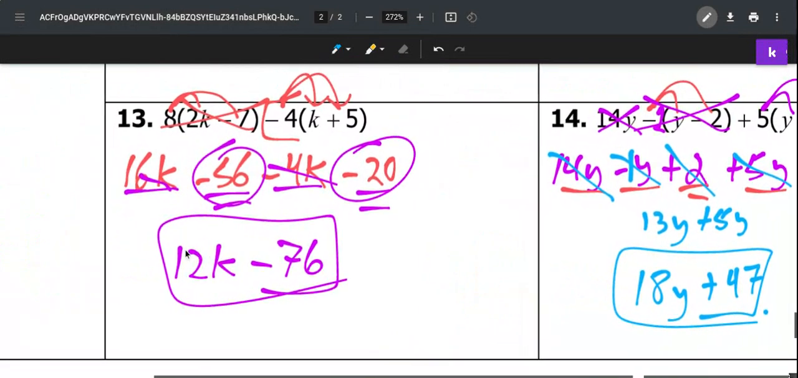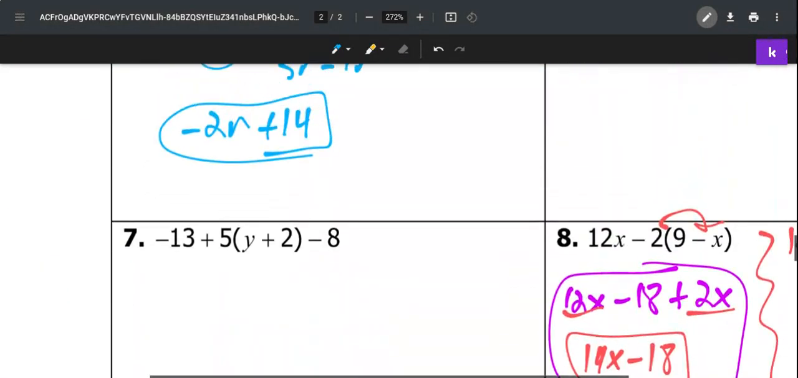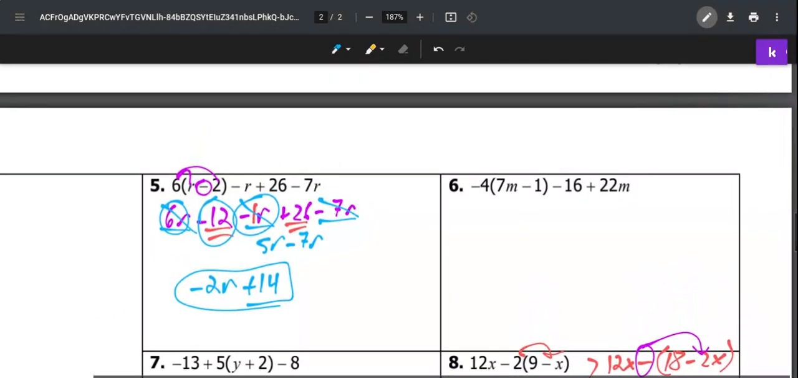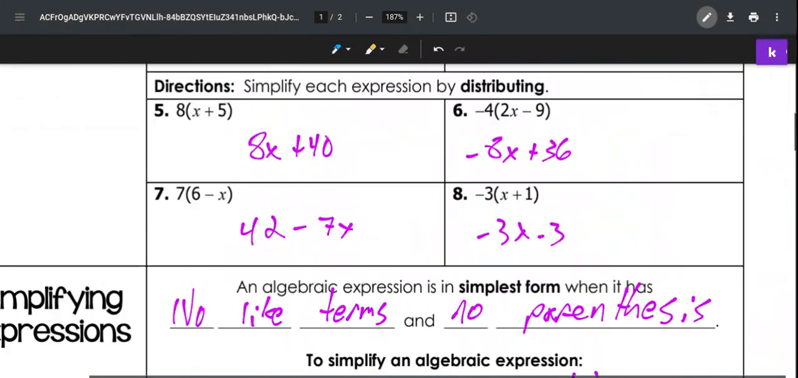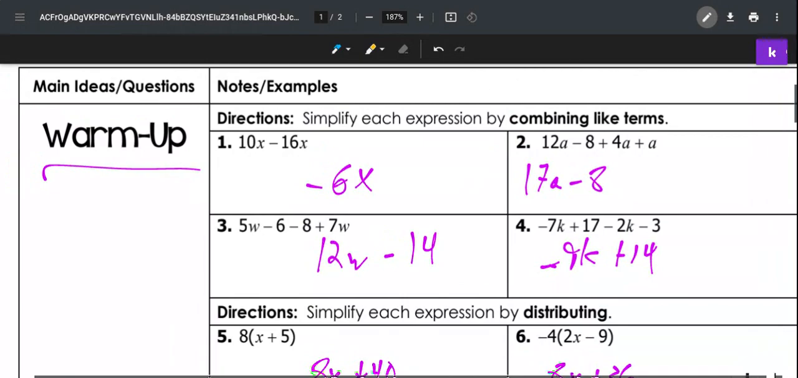All right, so that is the quick version. Well, I guess it's not really quick. That was the long version of simplifying expressions. So be sure to practice the problems on the homework. You may have to help each other out, but that is it.